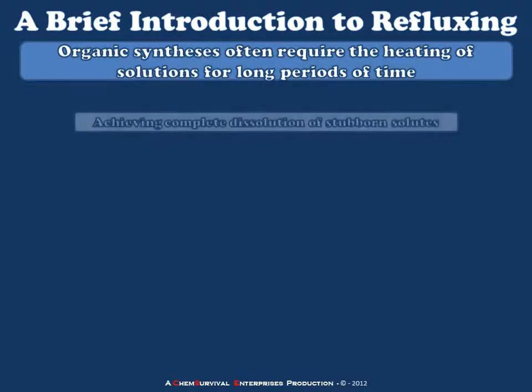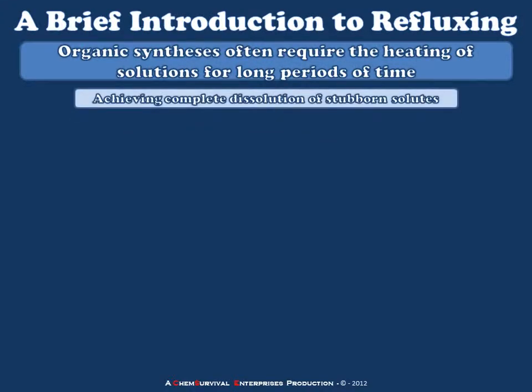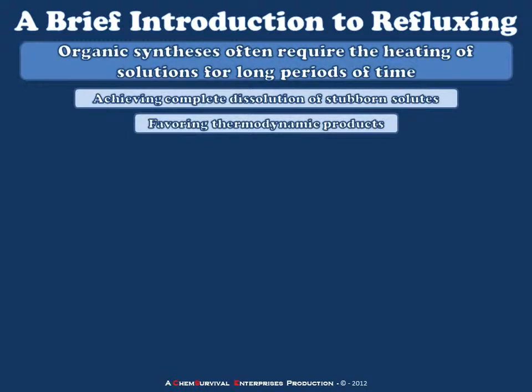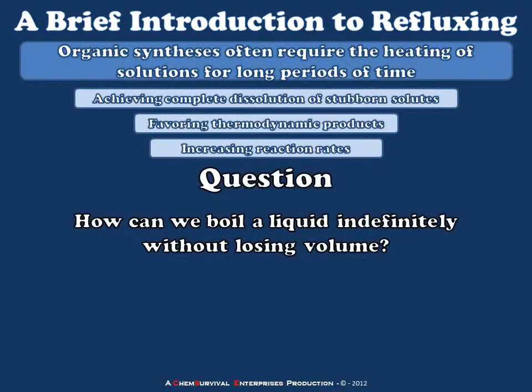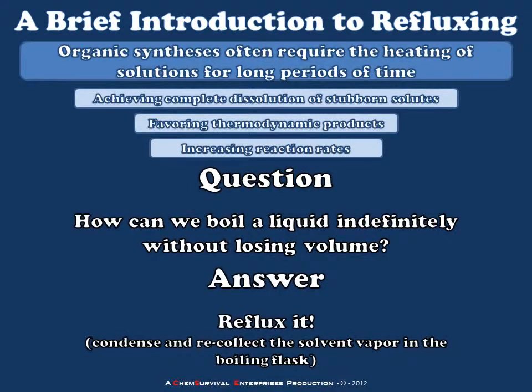Some specific examples of this would be achieving complete dissolution of a stubborn solute, favoring the thermodynamic product in a reaction with multiple pathways, and also increasing reaction rates so that equilibria are reached more rapidly. So all three of these situations beg the question, how can we boil a liquid indefinitely without boiling the liquid away, without losing significant volume? And the answer is we use a technique known as refluxing, which involves recollecting condensed solvent vapor in the same boiling flask from which it originated.